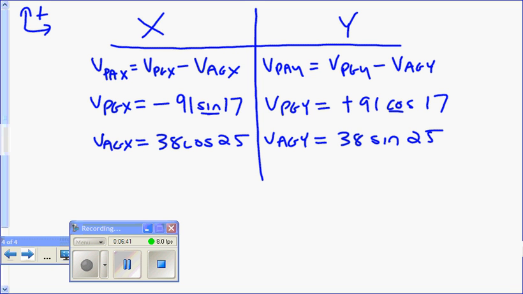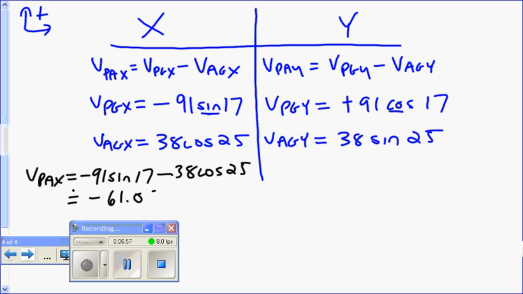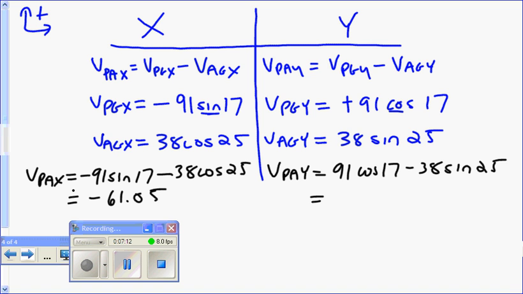So now when I do my vector subtraction, VPAx is going to be negative 91 sine 17, take away 38 cos 25, which works out to approximately negative 61. VPAy equals 91 cos 17 minus 0, approximately 70.6. Positive. Okay.